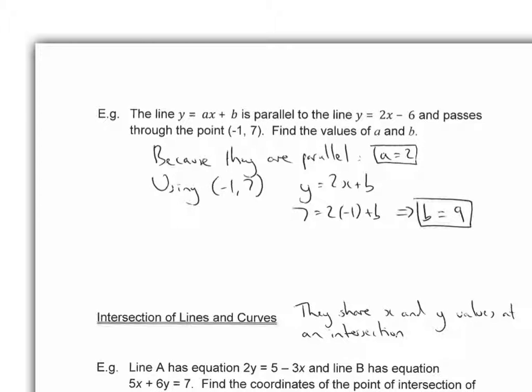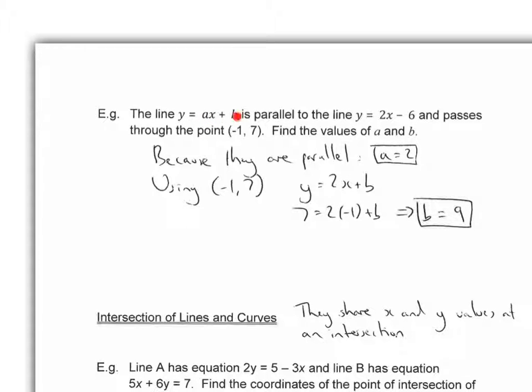Here's a very generous and quick question to finish with. I can get this done in under a minute. The line y equals ax plus b, you know nothing at all about it. a is the gradient, normally called m. b is the y-intercept, normally called c. It is parallel to this line here and passes through a certain point. Well, if this is parallel to this one, then the gradients must be the same. So straight away I know that a is 2.